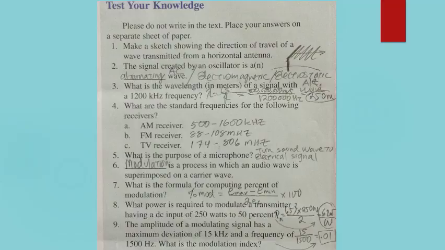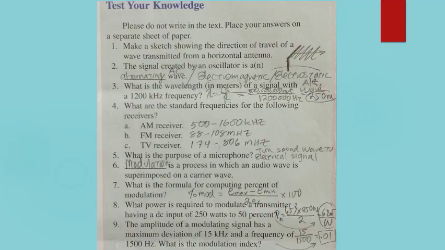Question 8, what power is required to modulate a transmitter having a DC input of 250 watts to 50%? The formula is PM equals 0.5 squared times 250 watts in this case, all that divided by 2. And we get 62.5 watts in this case. Question 9, the amplitude of a modulating signal has a maximum deviation of 15 kilohertz and a frequency of 1500 hertz. What is the modulation index? In this case, we simply divide 15 by 1500, and that is 0.01, which is the modulation index.